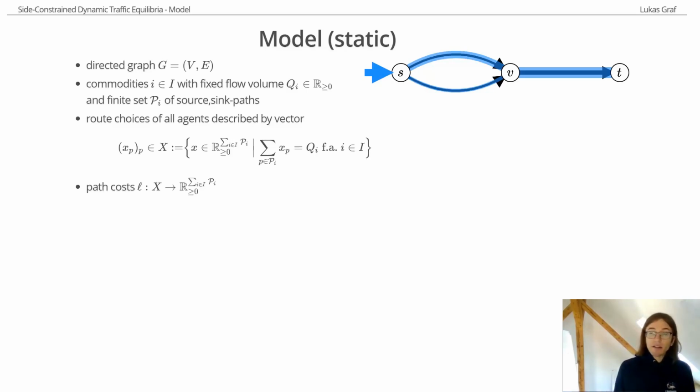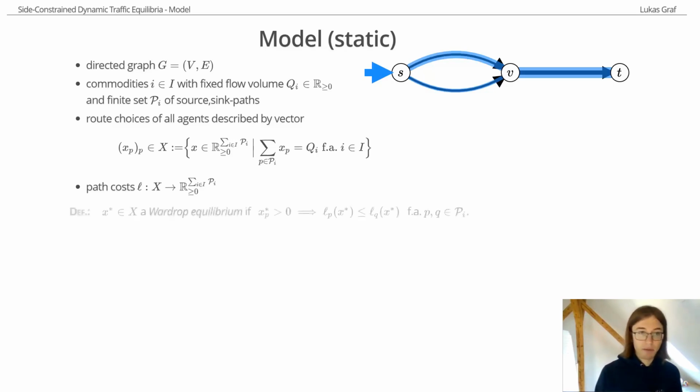And within this model, we can now define an equilibrium in the natural way, which gives us the famous Wardrop equilibrium. Namely, we have some path inflow vector, and this is a Wardrop equilibrium if whenever there's positive inflow into some path, xp, then this path must be a cheapest or shortest one among all the paths available to this commodity.